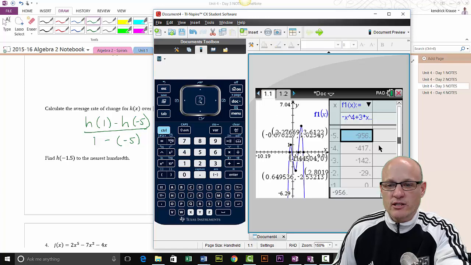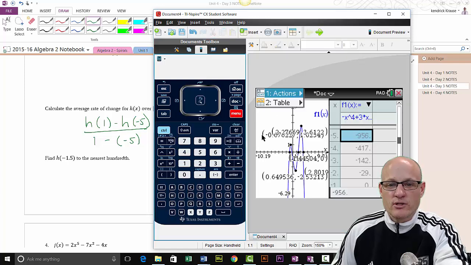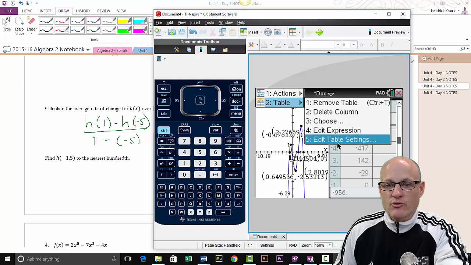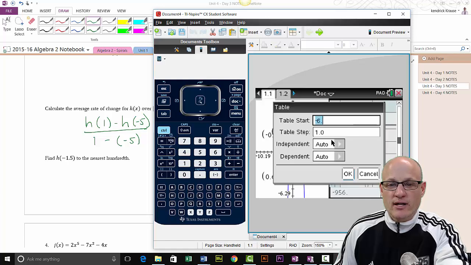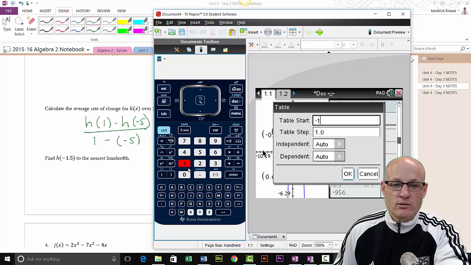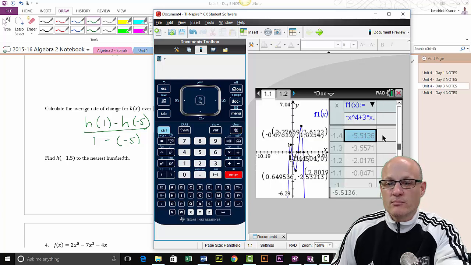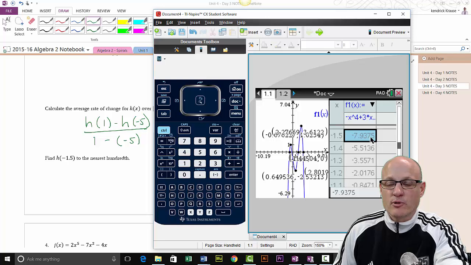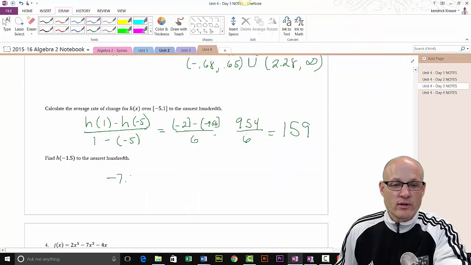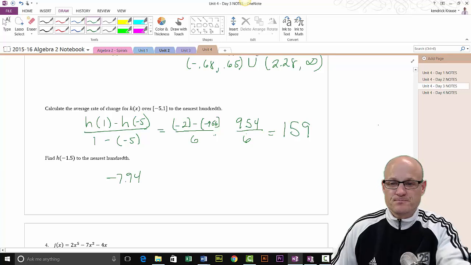And we'll go to Control T, and all we'll do is go to Menu, Table, Table Settings. If I want negative 1.5, I'm going to say start this at negative 1.5, and maybe I'll make my increments by, I don't know, 0.1. So there's negative 1.5. It's negative 7.937. Round to the nearest hundredths. Negative 7.94.